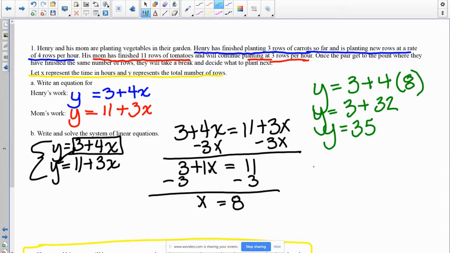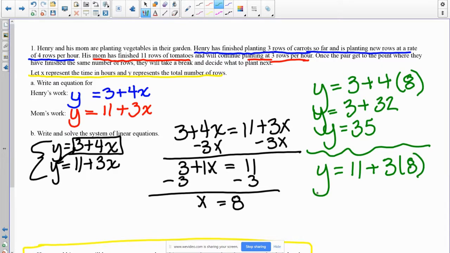And I'm going to check that with Mom's, just to make sure we get the same answer. This is my check here, even though it gave me my answer. Mom had 11 rows planted at 3 rows per hour, but I know now we're planting for 8 hours. So I have y equals 11 plus 8 times 3, which is 24. So 11 plus 24 is also 35, which is a good sign because remember, this is just like the system of equations. They have to give you the same y value. So they both work, and that's also my check.